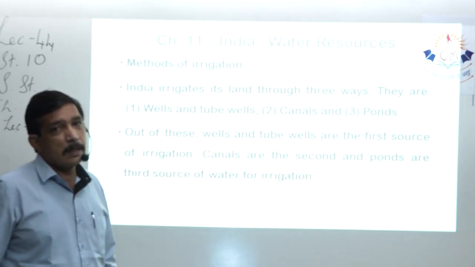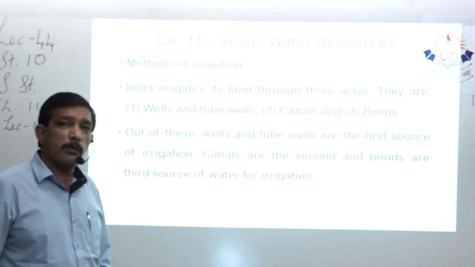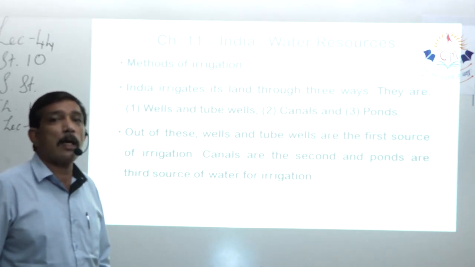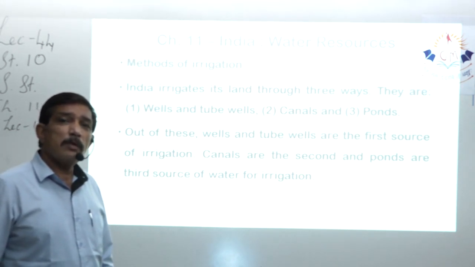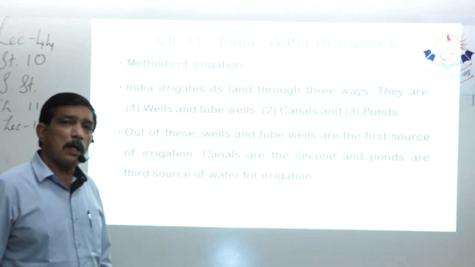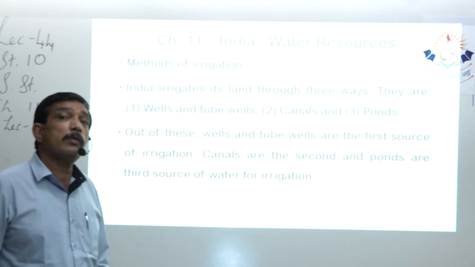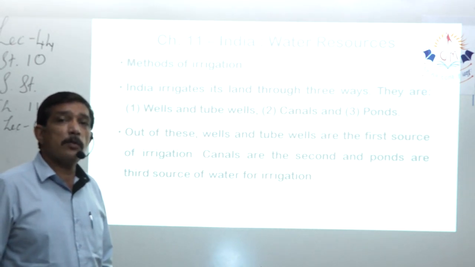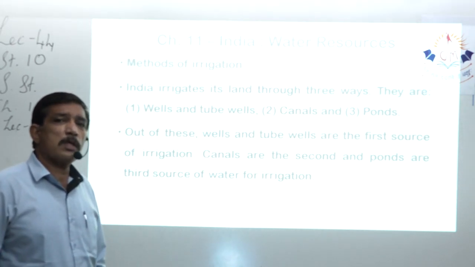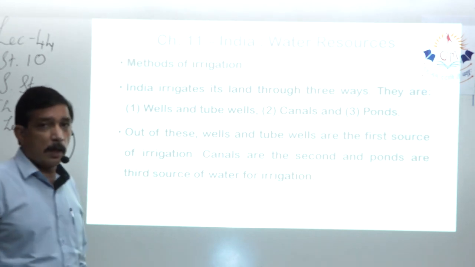Last come the ponds, as we just discussed. Ponds are available, say in West Bengal, Tamil Nadu, Kerala. These are the places where heavy rainfall keeps on occurring, and so ponds are very, very useful over there. Rather than canals or even wells and tube wells, these ponds are the more popular methods of irrigation.